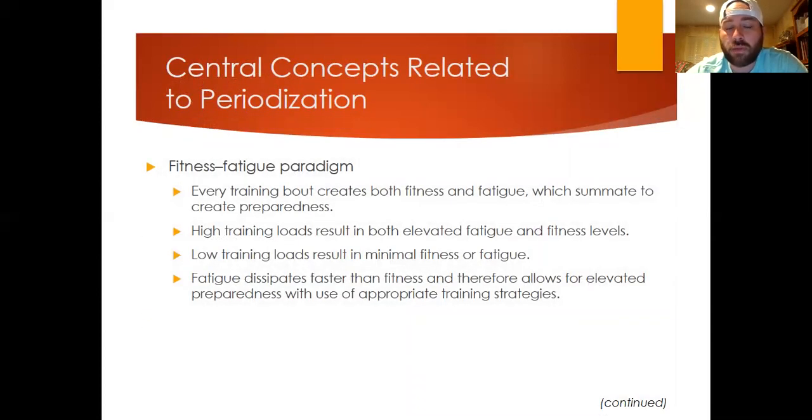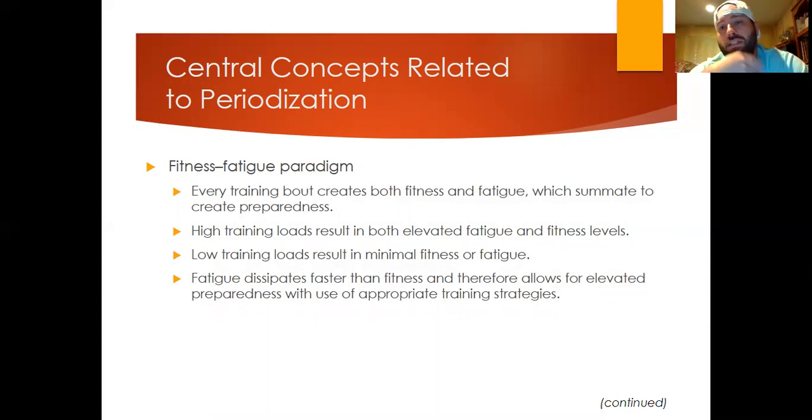The fitness-fatigue paradigm. Every training bout creates both fitness and fatigue, which summate to create preparedness. High training loads result in both elevated fatigue and fitness levels. Low training loads result in minimal fitness or fatigue. So inherently, they can be combined together. We may have high training loads for a long period of time that's going to put a lot of fatigue and stress on the body, but helps us to increase those fitness levels.